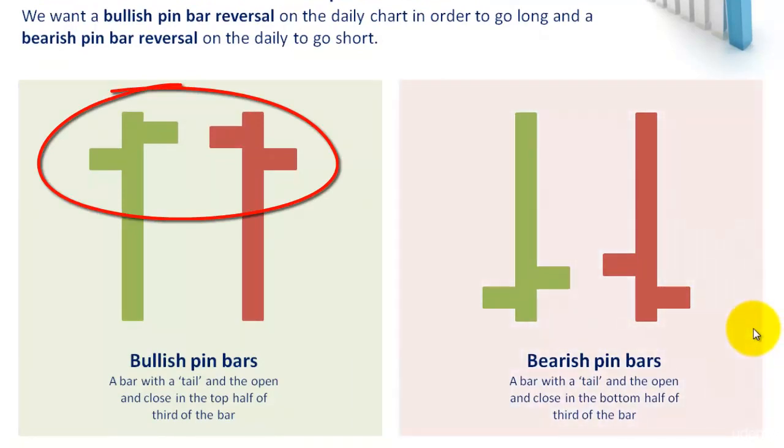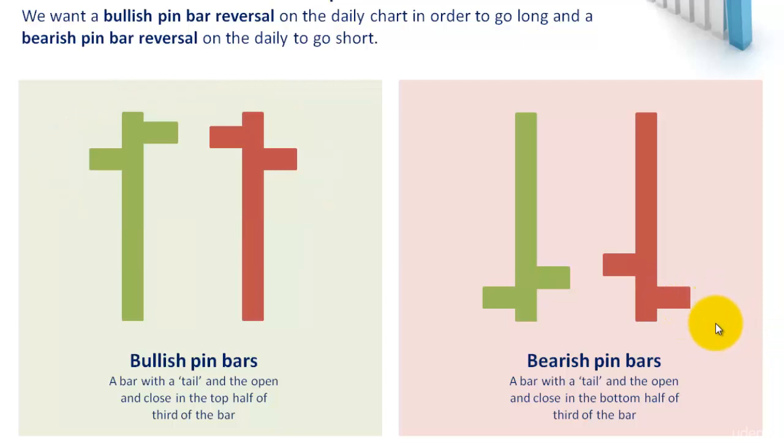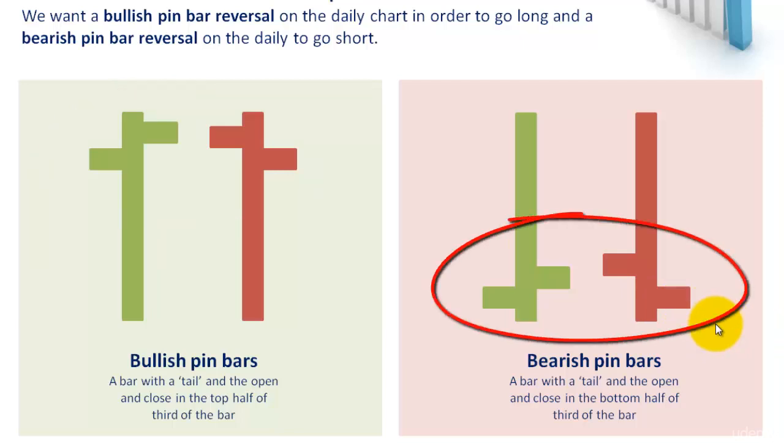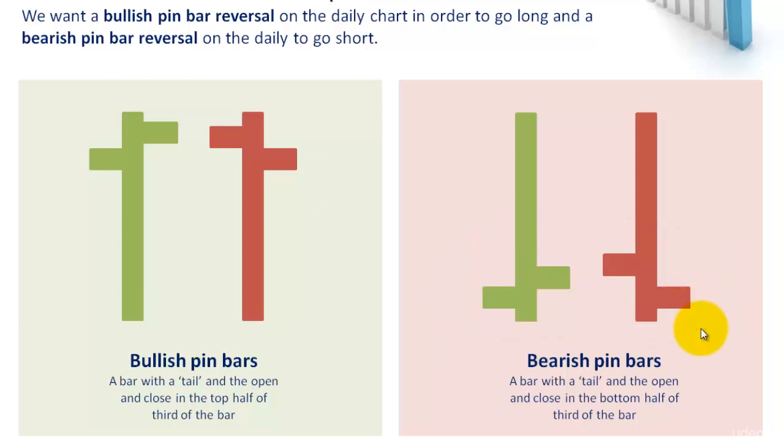Similarly, if we're looking to go short, we want to look for a bearish pin bar reversal, like so, with the open and close in the bottom half and bottom third of the bar, with a tail also. So very similar, just the other way round. So we've got our price action set up with bearish and bullish pin bar reversals.